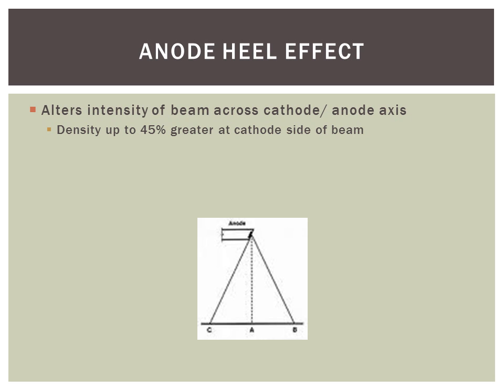Anode heel effect alters the intensity of the beam across the cathode-anode axis. Density is up to 45% greater at the cathode side of the beam, depending on the angled anatomy. As you can see from the image here, it can be used as an advantage for angled anatomy. It is more pronounced when collimated wide open, so we know to always collimate, and extremely small angles, 12% or less, still have a significant impact. And you do have a table 26-2 that you can look at as well.